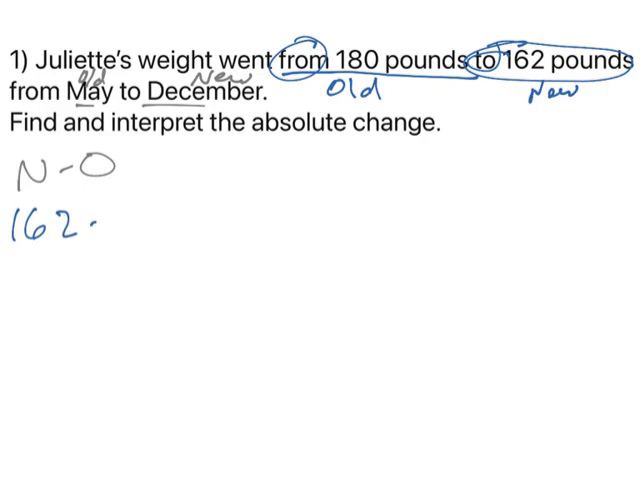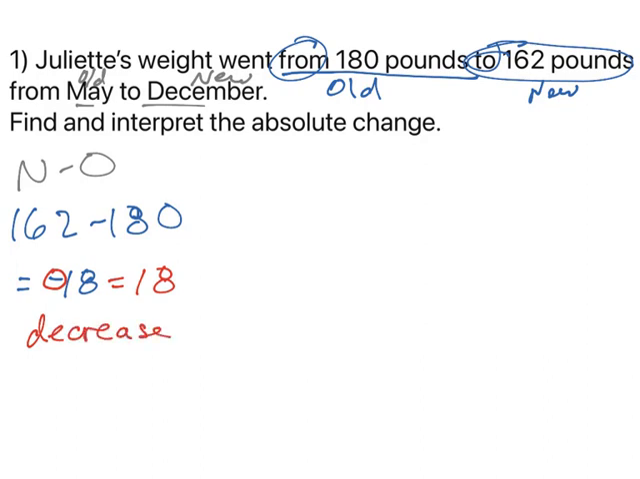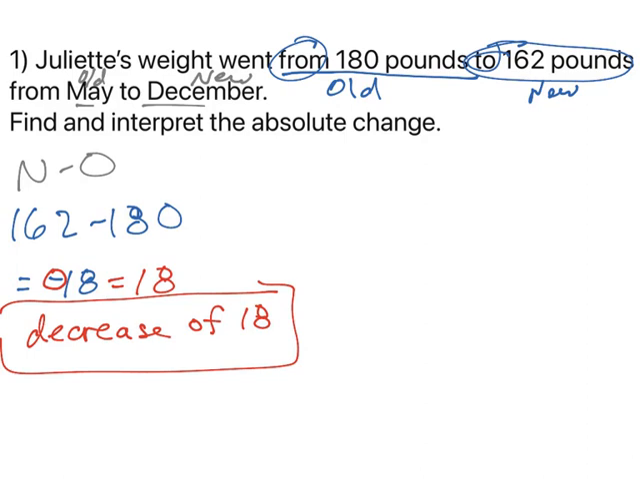So I could take 162 minus 180, and my absolute change here is negative 18. Now, I often would say the absolute change here is just 18. This negative just tells you this is a decrease of 18. So some people want you to say it's negative 18, some will just say 18, but we're here to focus on the interpretation.